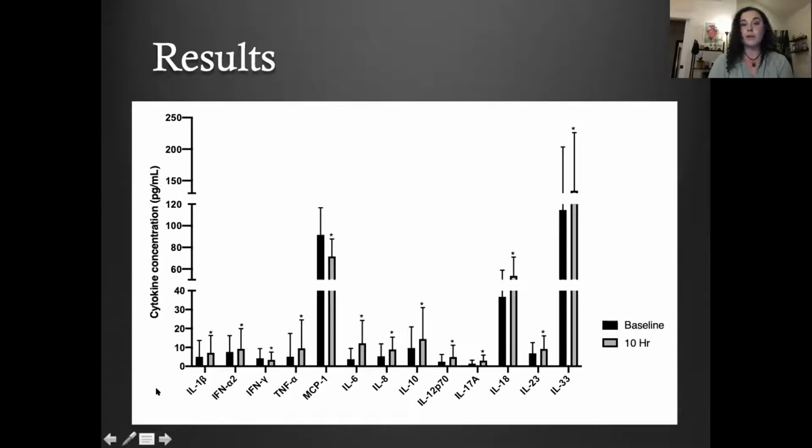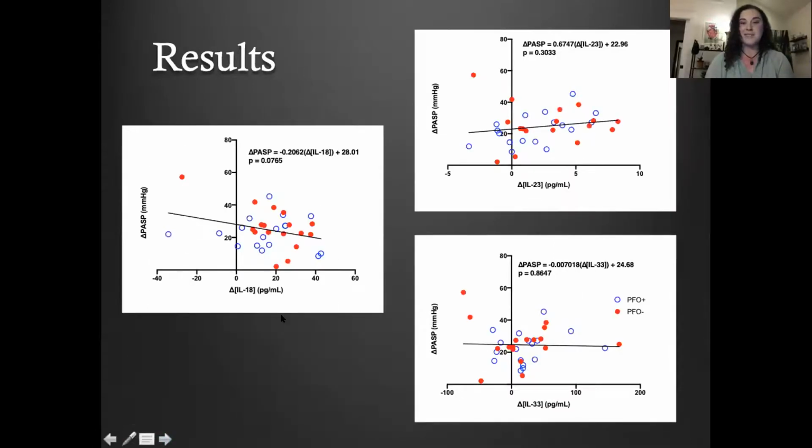Knowing that both our pulmonary pressure and our cytokines increased over time, we then wanted to see if there were any correlations between the two. And as you can see from these graphs, there were no significant associations between the change in any given cytokine and the change in pulmonary pressure. These are just a few representative graphs, but there's a similar pattern with all 13 of the proteins that we analyzed. We also wanted to split up based on PFO status to see if there was any obvious grouping. So there's PFO positive in the open blue circles, PFO negative in the closed red. And you can see that there's no significant grouping with the PFO status either.